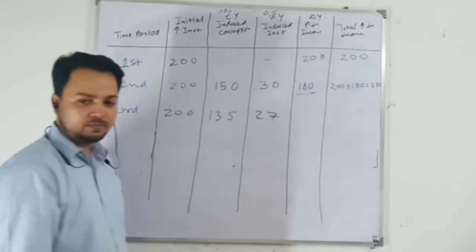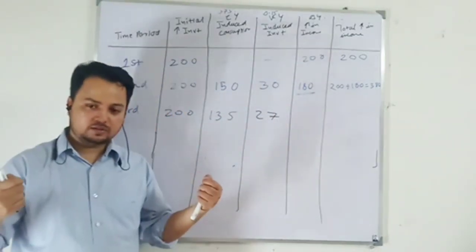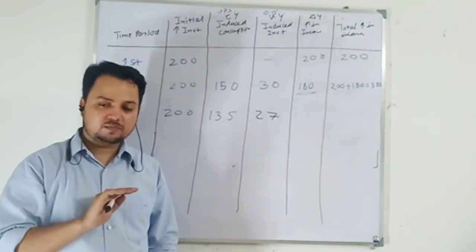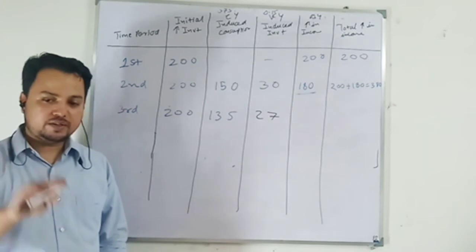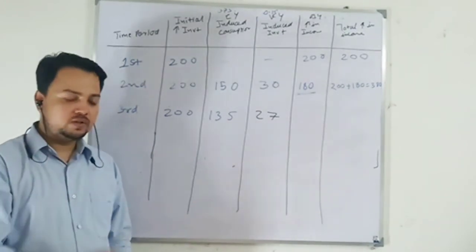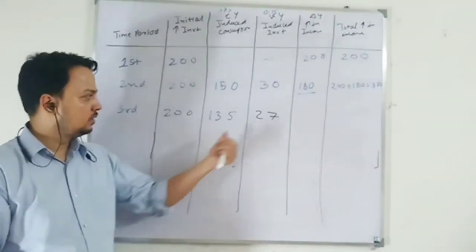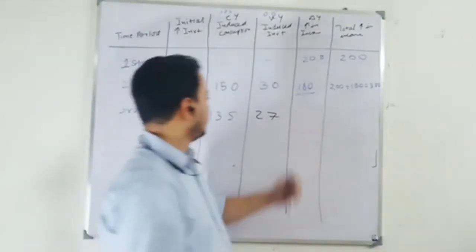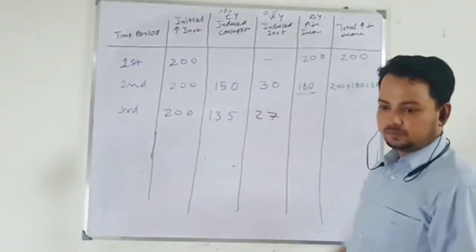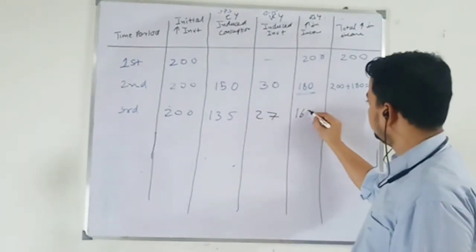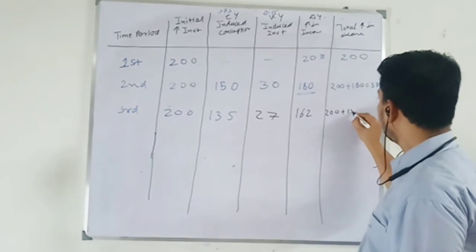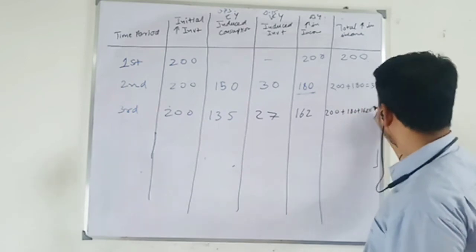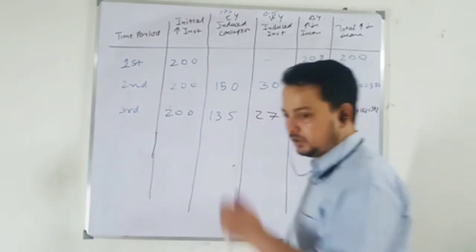Look at what is happening. As the capital stock is growing, the marginal efficiency of capital, the expected return on new investment, is declining. Why? Because your income is declining, your inducement to invest is declining. Remember the equation. So your induced investment is declining also. Now, how much is your income? Add these two: it is 162. So the increase in income is 200 plus 180 plus 162, which is 542.